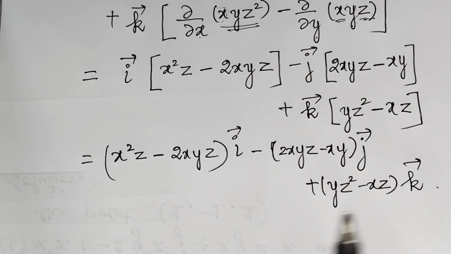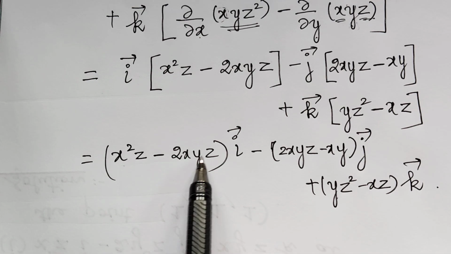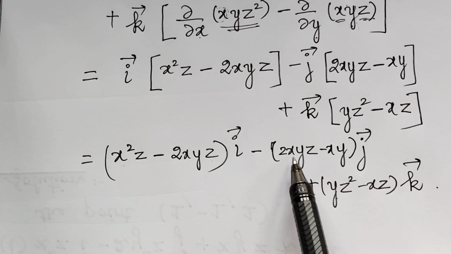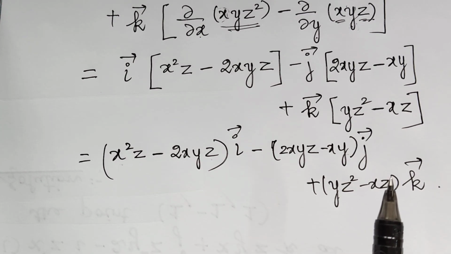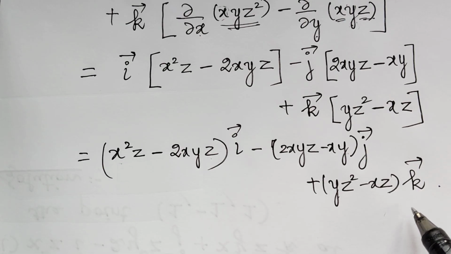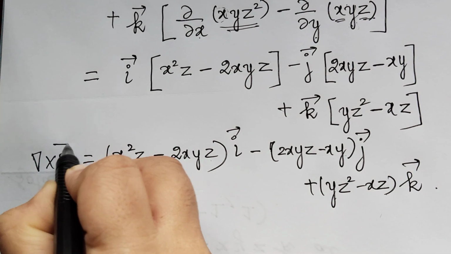We can leave the answer as it is, or we can also take the common terms and write it. For example, here x and z are common, here x and y are common, and here only z is common, so you can take and write it also. So I hope you have understood how to find the curl of a given vector point function F vector.